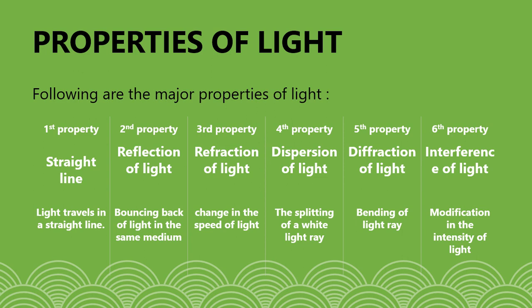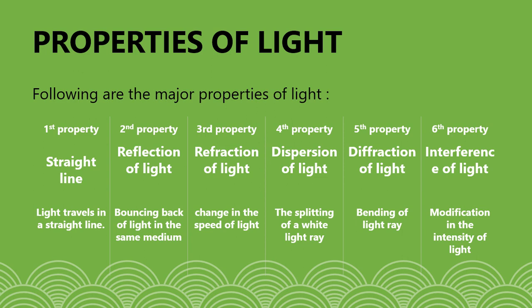What is refraction of light? It is nothing but change in the speed of light. The next property is dispersion of light. Dispersion is nothing but the splitting up of a white light ray.